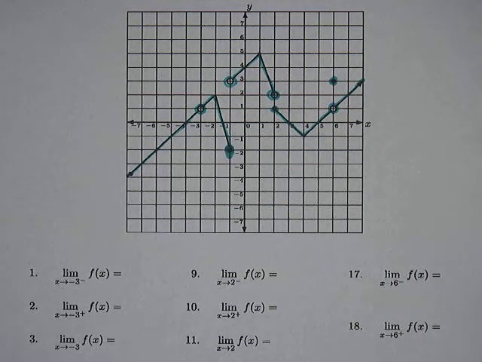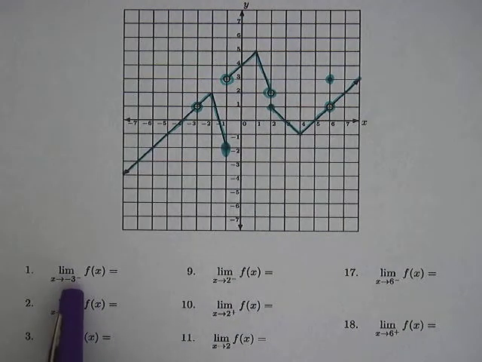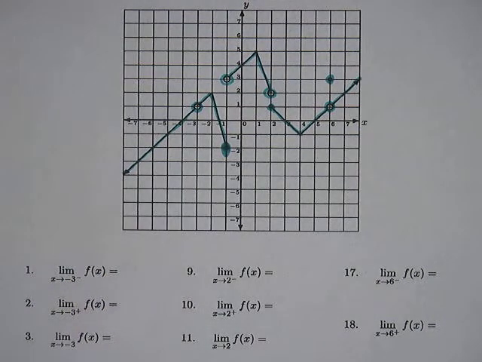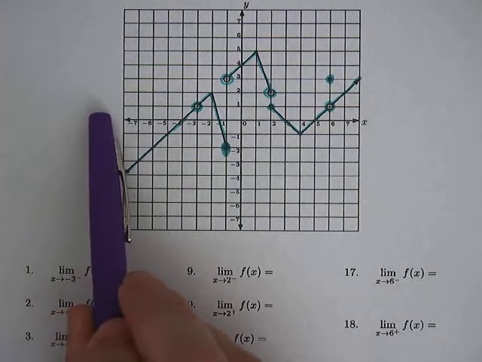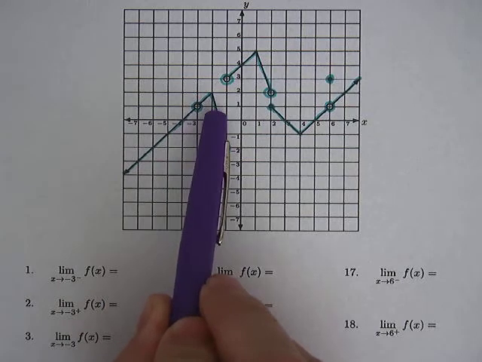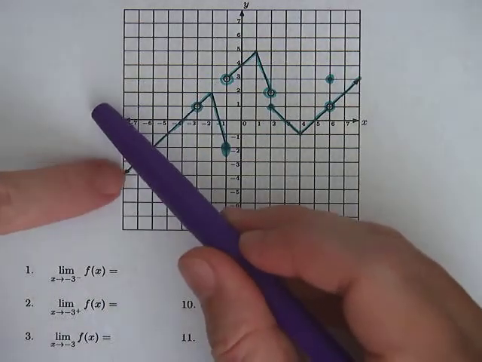Okay, so let's start off with the first one. We've got the limit as x approaches -3, and this little minus sign right there means it's approaching from the left side, the negative side. So we're approaching -3 on the x-axis from the negative side. So if we're approaching from the negative side, we start over here and we approach it going this way. So let's follow this graph as we're approaching it from this way, moving along the x-axis, also moving along the graph.